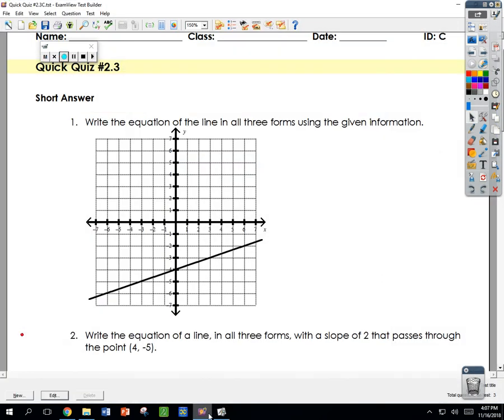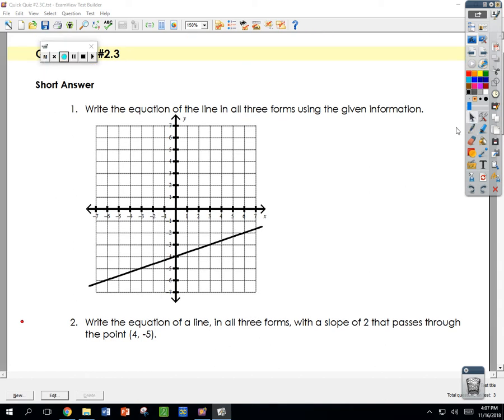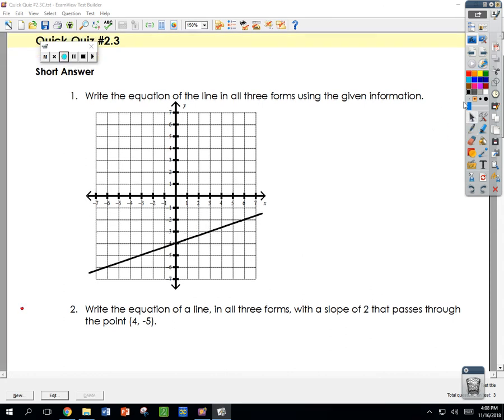Alright, so we are going to talk about this quiz. If you want to correct it, these problems are very similar but not the exact same as the one you had. So you've got some information to go off of so you can do your corrections ahead of time and then just show up before or after school to retake it.